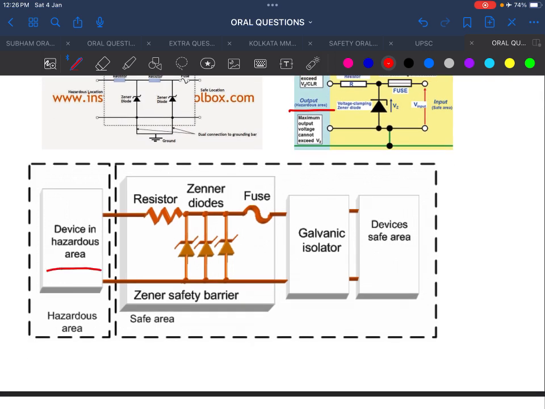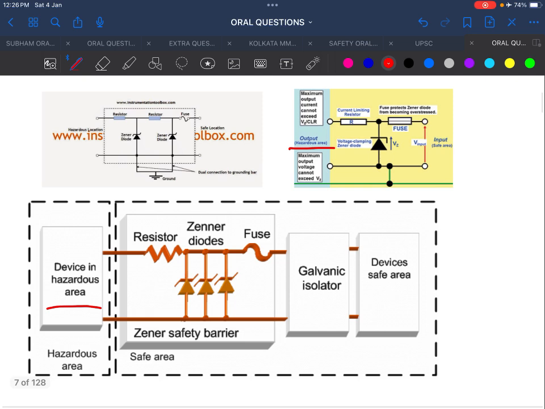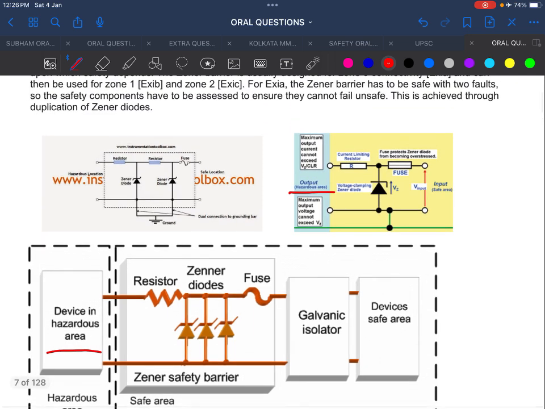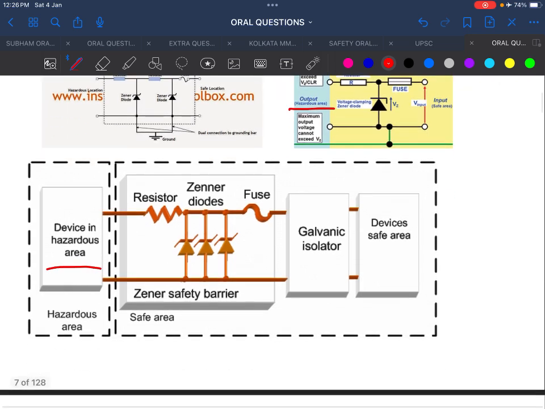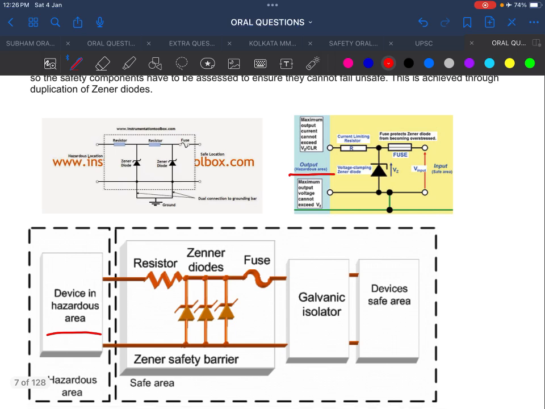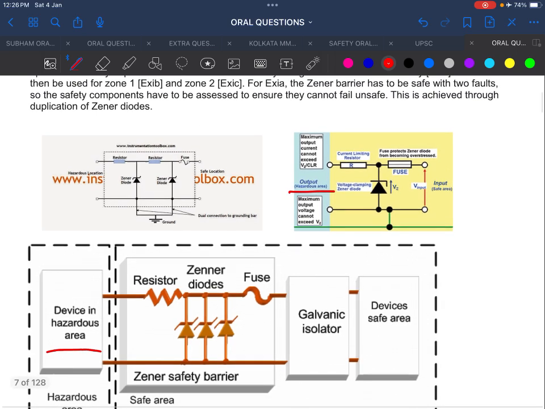This is the hazardous area, and the Zener safety barrier. It means there is a circuit inside this Zener barrier, this safety barrier circuit, and a galvanic isolator, all fitted into this. It is a small component that can be fitted in the safe area, with its input in the hazardous area. It can sense the voltage and current in the hazardous area, and if there is any increase in the current and voltage, it can pass through the Zener barrier directly to the ground. So it can prevent further ignition or spark, and it can protect the environment also.